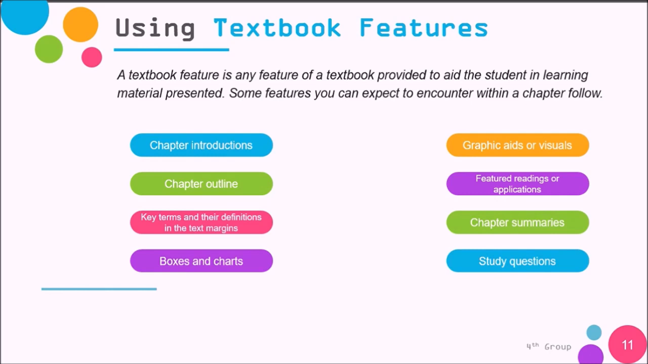Featured readings or applications are passages inserted into a textbook chapter that apply the ideas of the chapter to a case study, real-life scenario, or another discipline. Chapter summaries usually appear at the end of the chapters and present a condensed version of key information. Study questions, review exercises, and other learning devices are found at the end of the chapter.